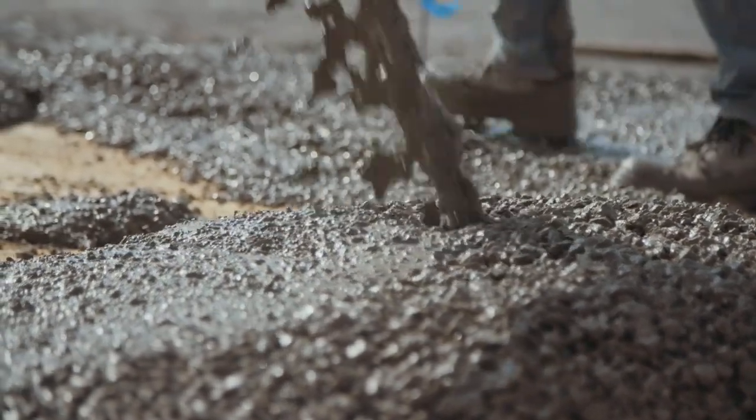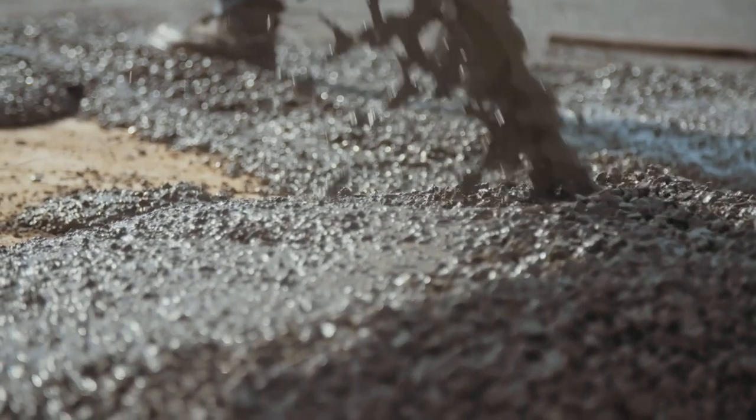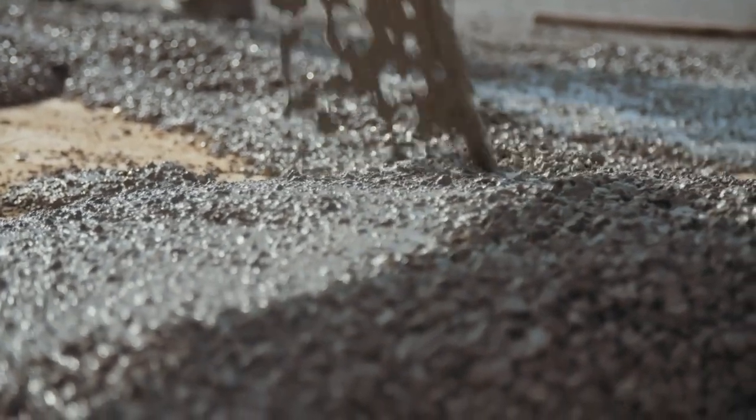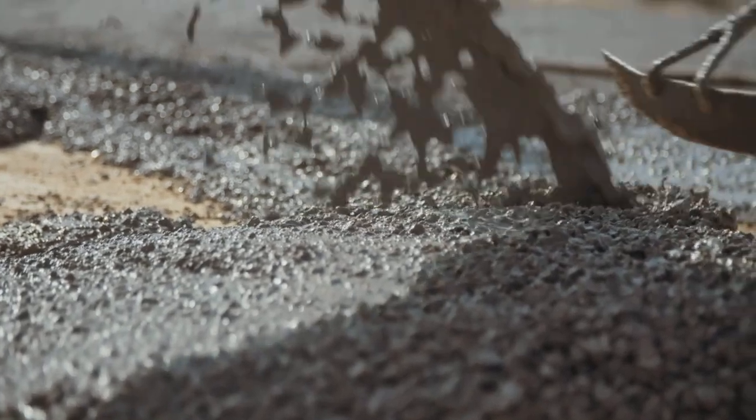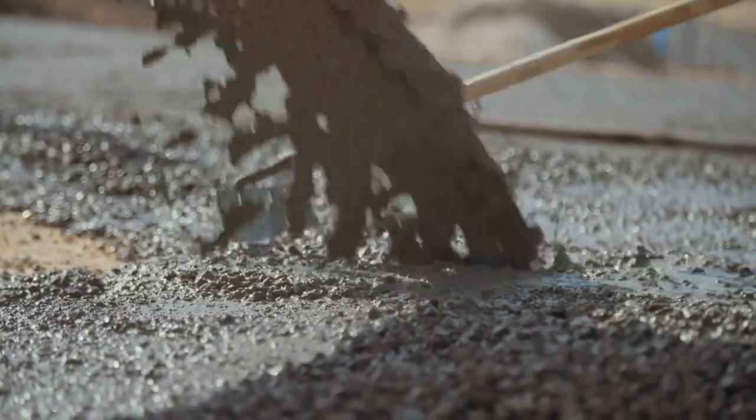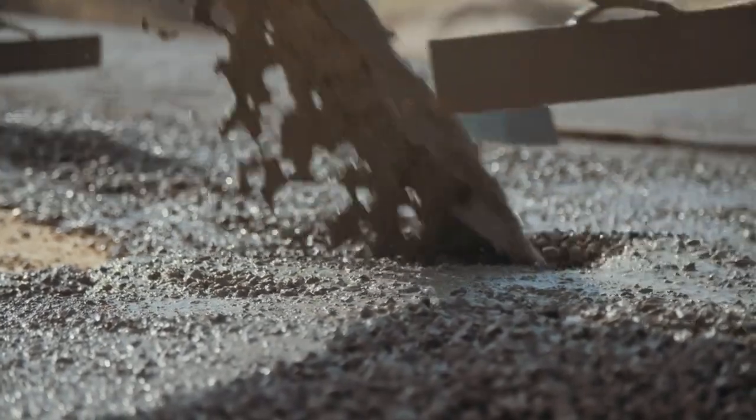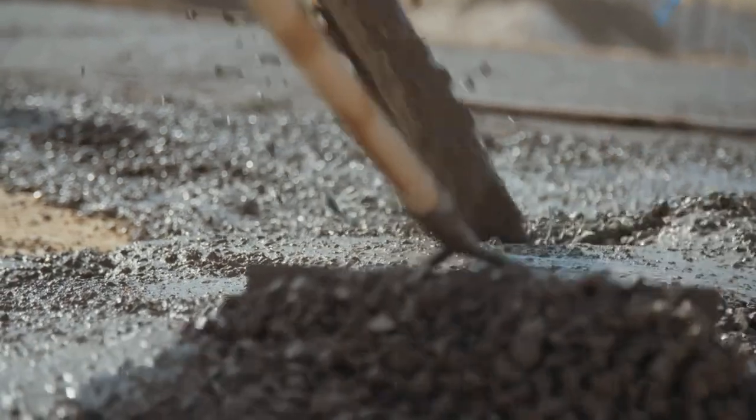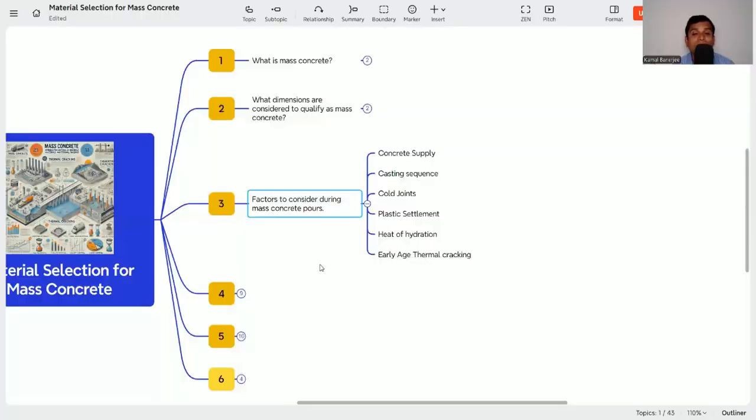If the casting sequence is not proper, then again the thermal gradient will generate, and again there will be thermal stresses. Then it is coming to the cold joint, then plastic settlement, heat of hydration, and early age thermal cracking. So these are all the things you need to consider during mass concrete pour. So before mass concrete pour, we need to consider these criteria. We need to plan properly. We need to plan well ahead to mitigate all this.